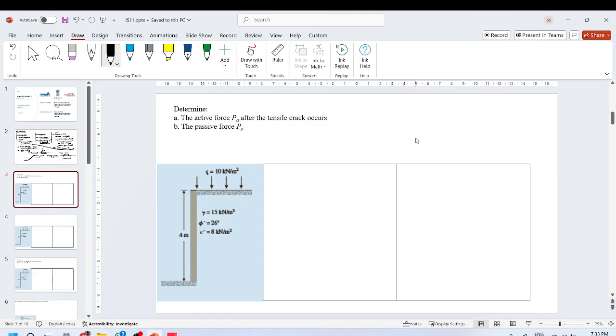Determine the active force after tensile crack occurs and the passive force. So we have been given a retaining wall, and like we were discussing about tension cracks earlier, usually these tension cracks take place in cohesive soils because they have a tendency to stick.